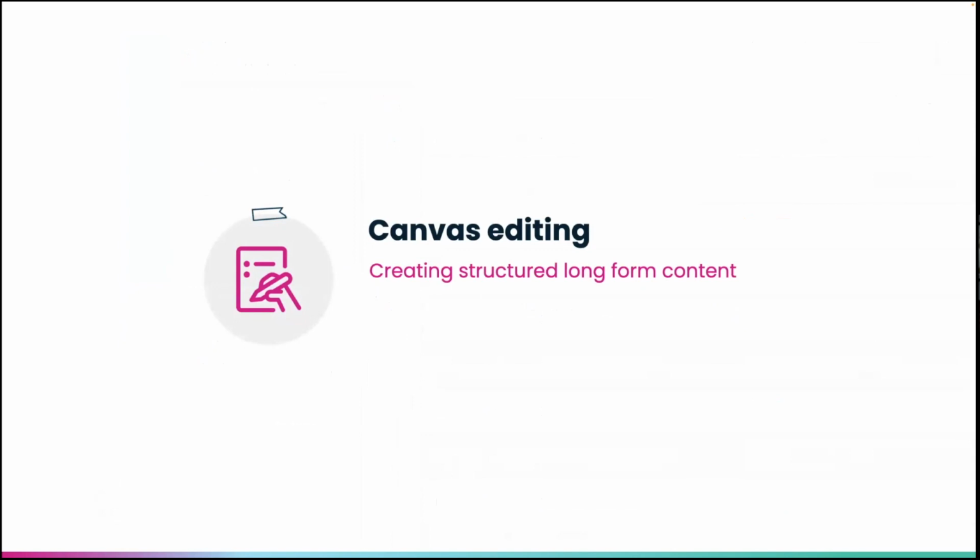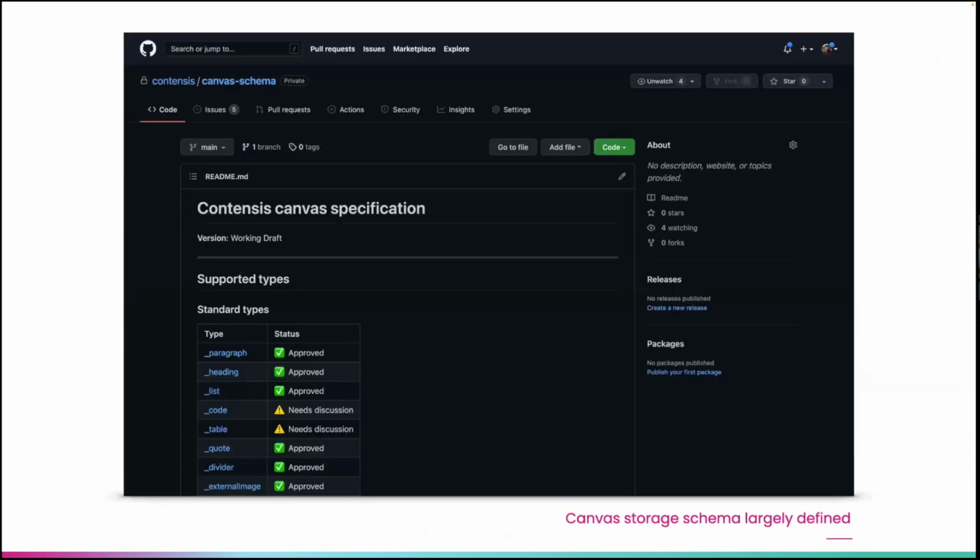We're also continuing work on canvas editing. So those of you who joined us on the last webinar, if you didn't, maybe catch up by watching it back on our website. But canvas editing is about creating structured long form content in a completely new editor. And this editor in time will replace our rich text editor and our markdown editors. So we've actually defined an entirely new specification and storage format for all the different types of content that you'd want inside a canvas editor.